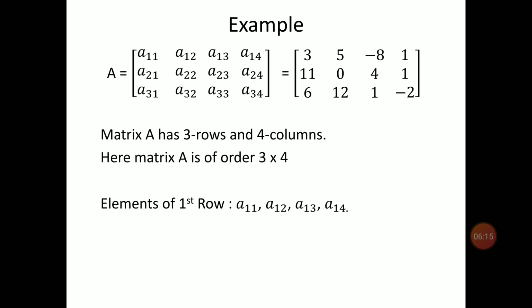Now let us study about the elements. Elements of the first row are A11, A12, A13, A14. Elements of the second row are A21, A22, A23, A24. That means here, as I explained in the earlier slide, in every element the first suffix stands for the row and the second suffix stands for the column in which it lies.